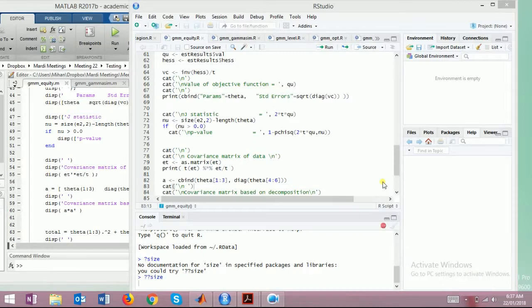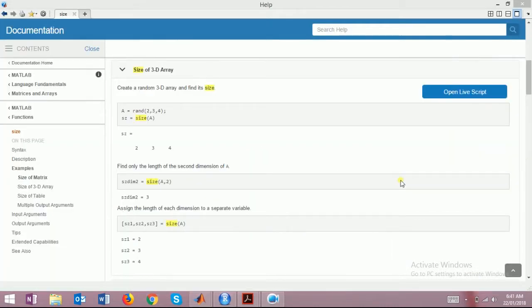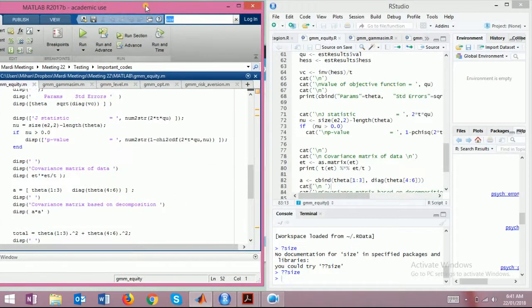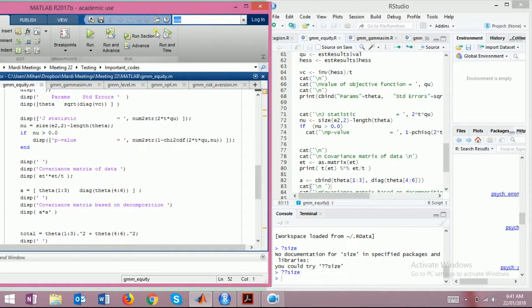We're still waiting for size. So an important thing to remember whenever you're using the size function: if we mention 1, we don't generally mention 1, but if we do, then the function captures how many elements are there in your rows. If you mention 2, the function captures how many elements are there in your columns, right?